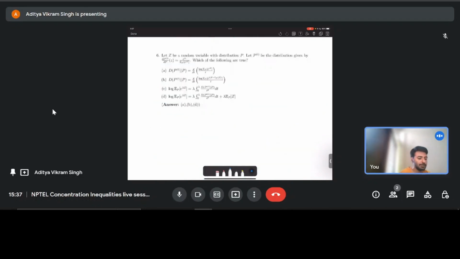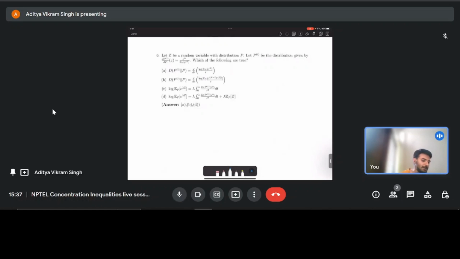Okay, so question number 6. Let Z be a random variable with distribution P. Let PT be the distribution given by this. So we are defining a new distribution PT by defining this Radon-Nikodym derivative, which is enough to define the distribution. So we are defining the Radon-Nikodym derivative with respect to P here. Okay, so which of the following are true?